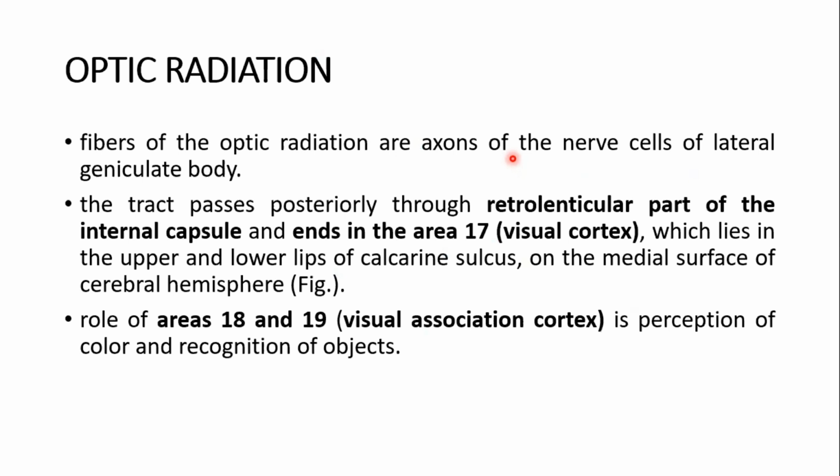The role of area 18 and 19, also known as the visual association cortex, is perception of color and recognition of objects.